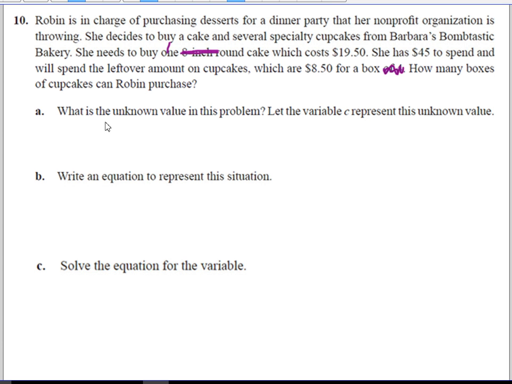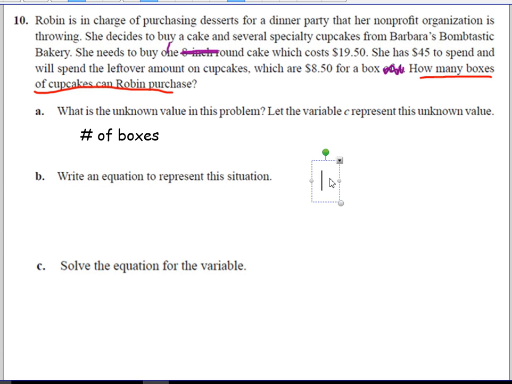So what is the unknown value? That's our question. Our question is how many boxes of cupcakes can Robin purchase? So the unknown is the number of boxes. And it tells us to use C for that. I would use B for boxes, but they're using C, which represents the boxes of cupcakes. And so if we set up an equation, I'll just put it over here because we're going to solve it so we can just work from it there.